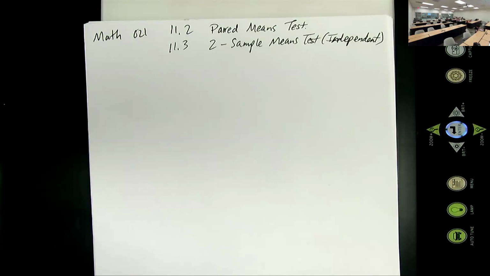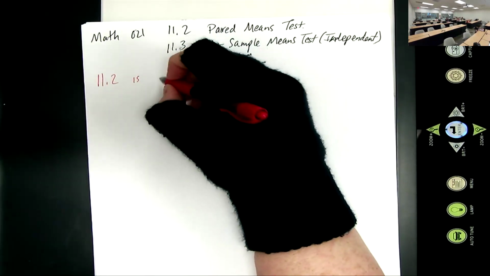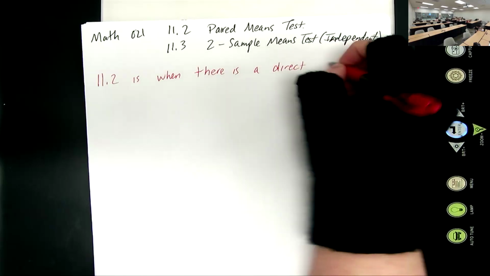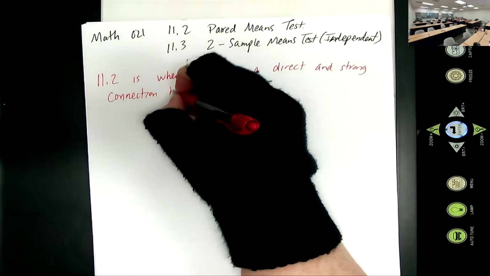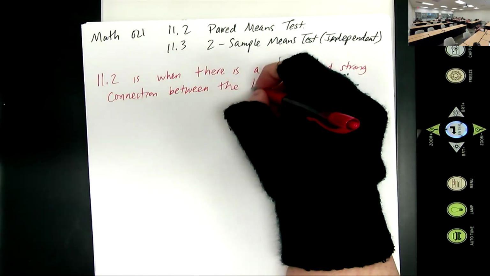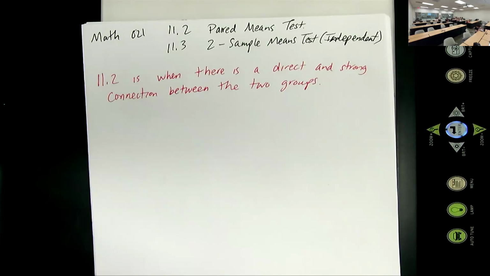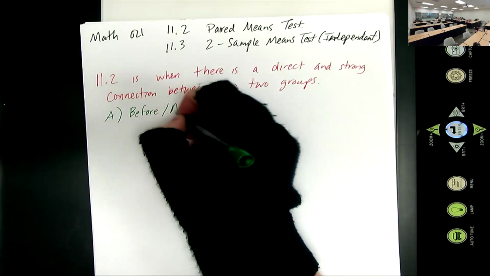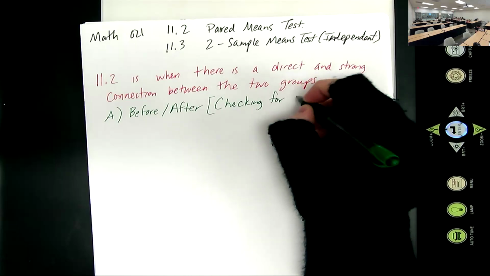So paired samples, this first test, 11.2, is when there is a direct and strong connection between the two groups. For example, if you do something with before and after, like you're checking for change in behavior or something like that, change in results.